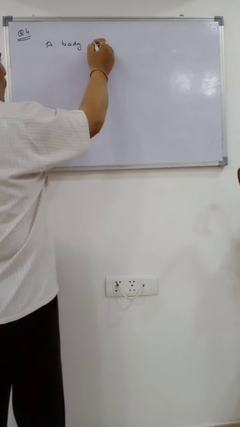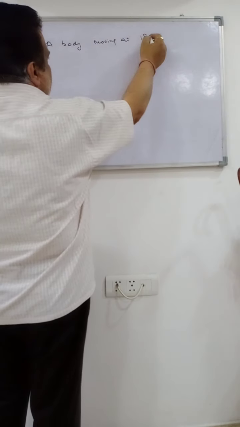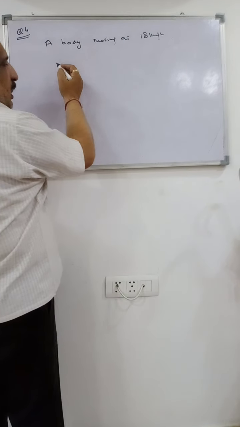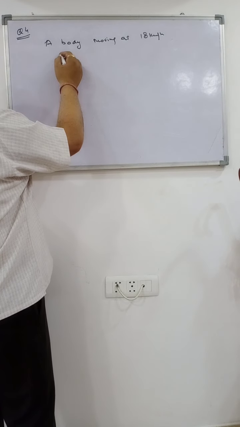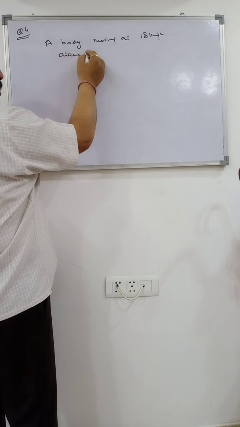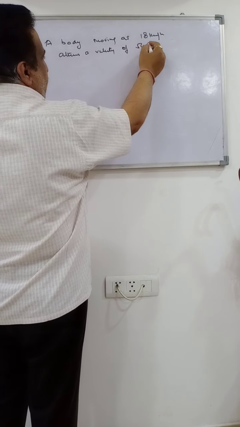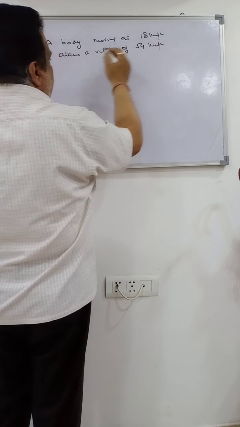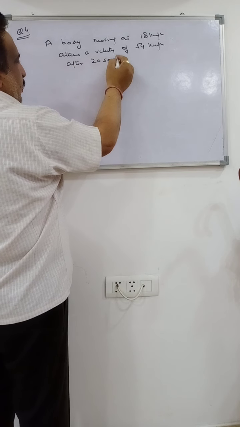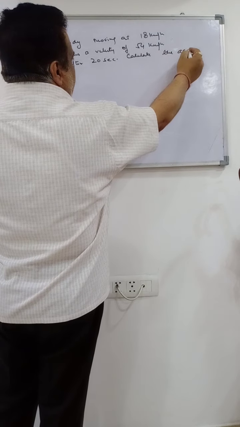A body moving at 18 km per hour attains a velocity of 54 km per hour after 20 seconds. Calculate the acceleration.